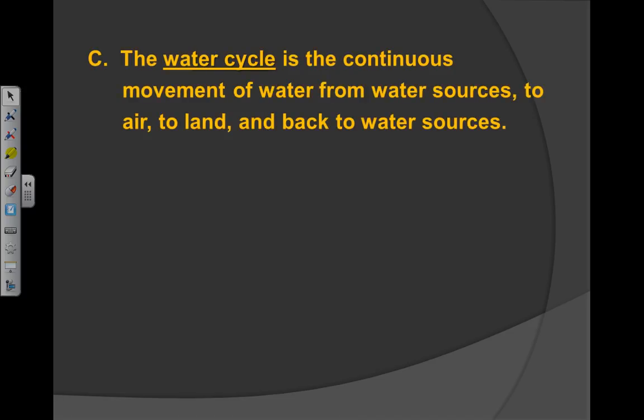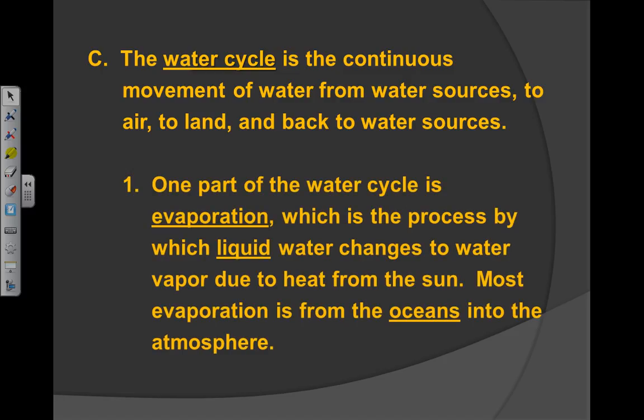C. The water cycle is the continuous movement of water from water sources to air to land and back to water sources. Now, when we say the word cycle, that implies a circle. In other words, there is not really a beginning point or an ending point. We just have to pick a place to start in order to talk about it.